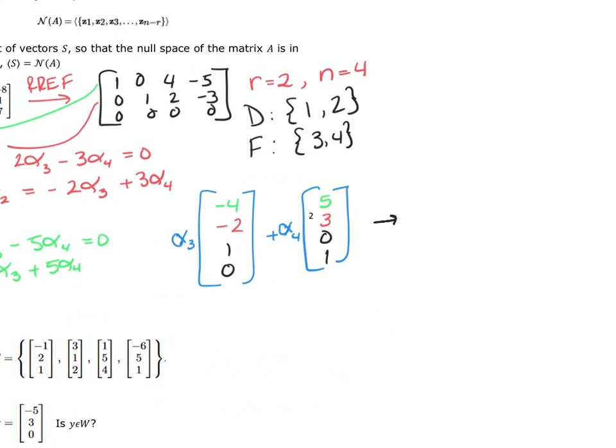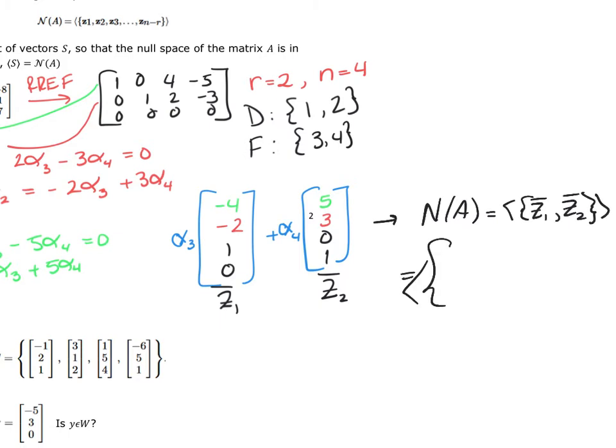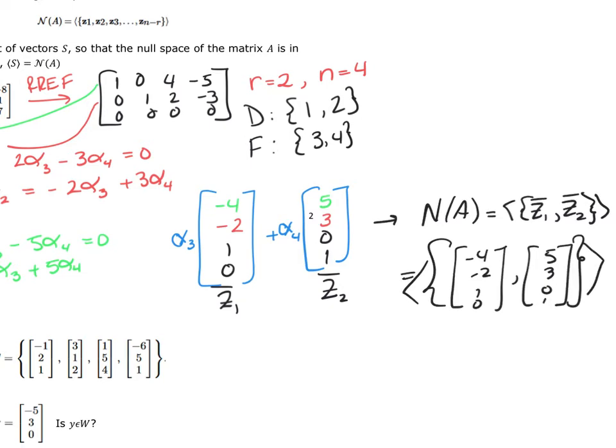Now that I've done that, I have the null space of A, which is equal to, this is my z1 vector, this is my z2 vector. So this is equal to z1, z2, or in other words, my first vector of negative 4, negative 2, 1, 0, and my second vector of 5, 3, 0, 1. All right.